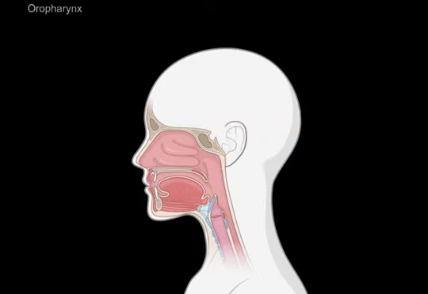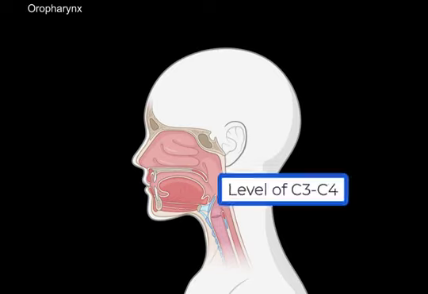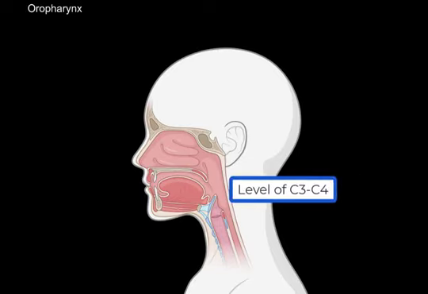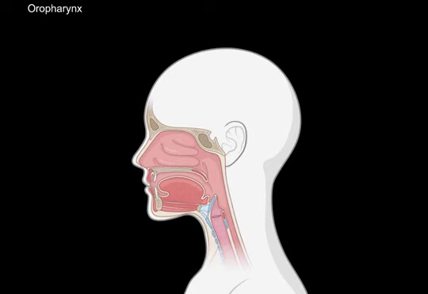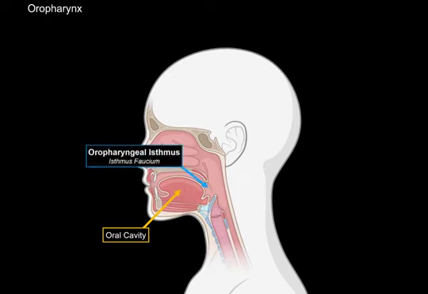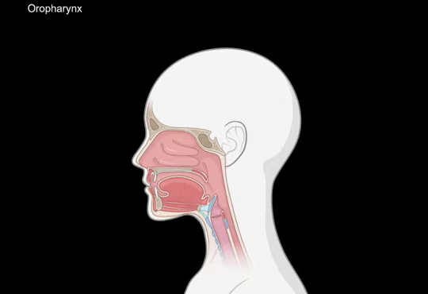Next is the oropharynx, which is situated at the level of the 3rd to 4th cervical vertebrae. The oropharynx is bordered by the soft palate and the epiglottis, as you see here, and is connected to the oral cavity through something called isthmus faucium, or the oropharyngeal isthmus, which is an opening at the back of the mouth into the throat. And that was the oropharynx. Not much to talk about this one.